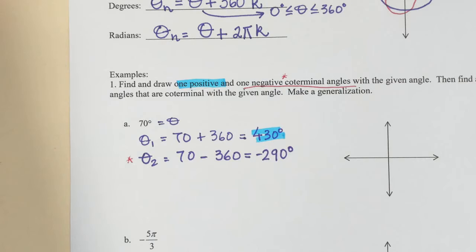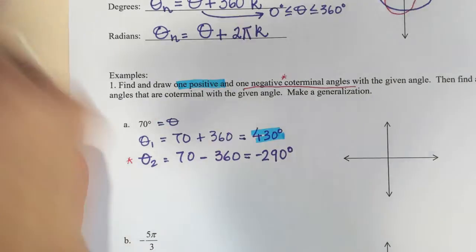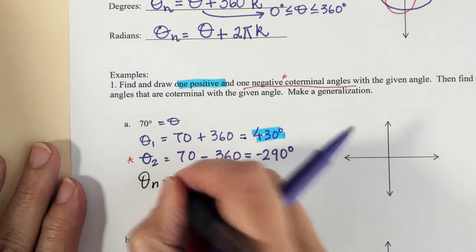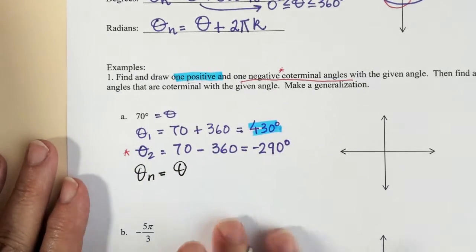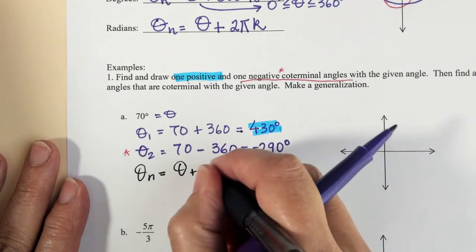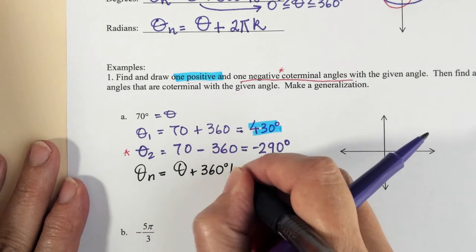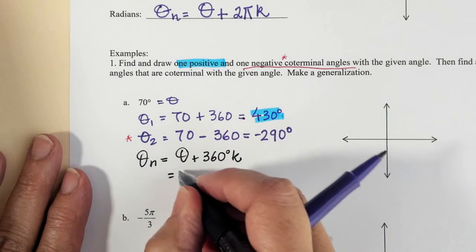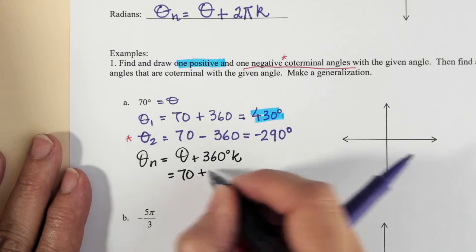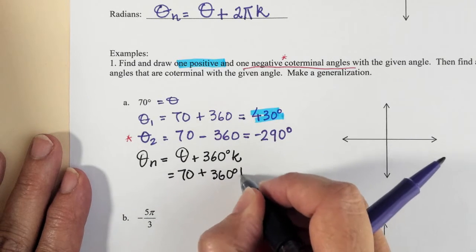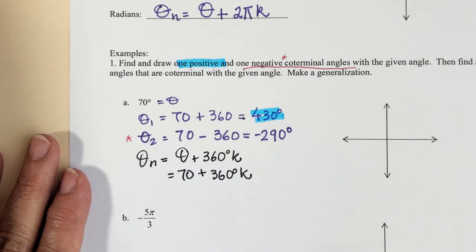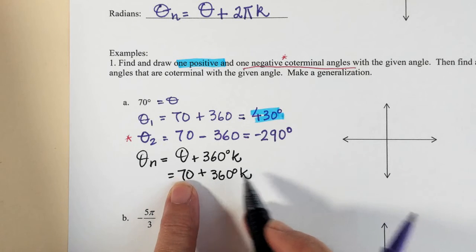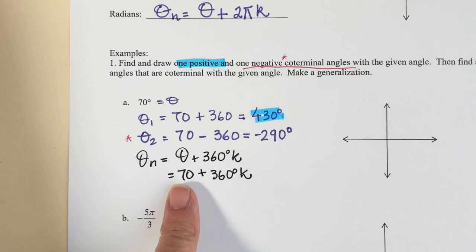Now our generalization is theta sub n equals our original plus 360 degrees times k. So our original was 70, so it would just be 70 plus 360 times k. So in other words, if k was 2, then it would be 70 plus 720. If k were 3, you see how to do the math.